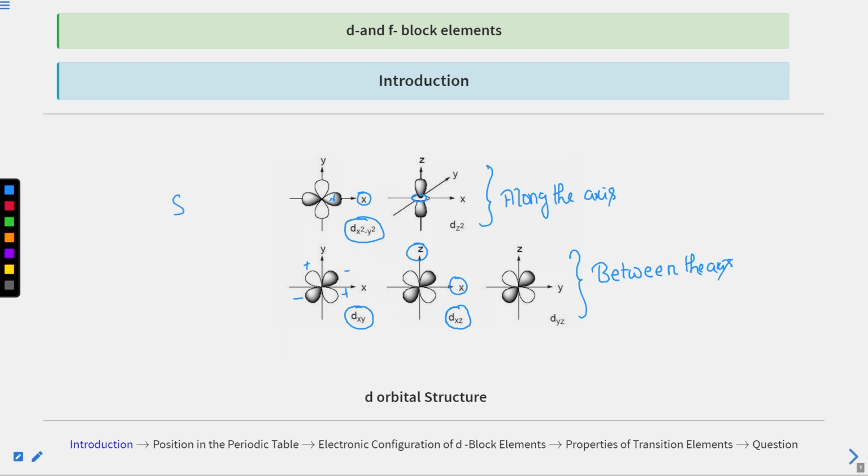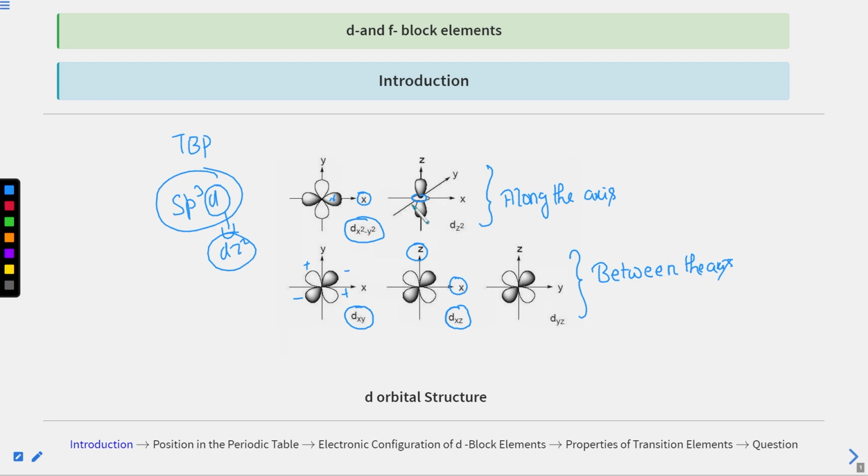It is sp3d. One d orbital is involved in that hybridization for the TBP, and that d orbital is dz square, and the reason behind that is because dz square is more capable of forming the sigma bond. Is it clear?